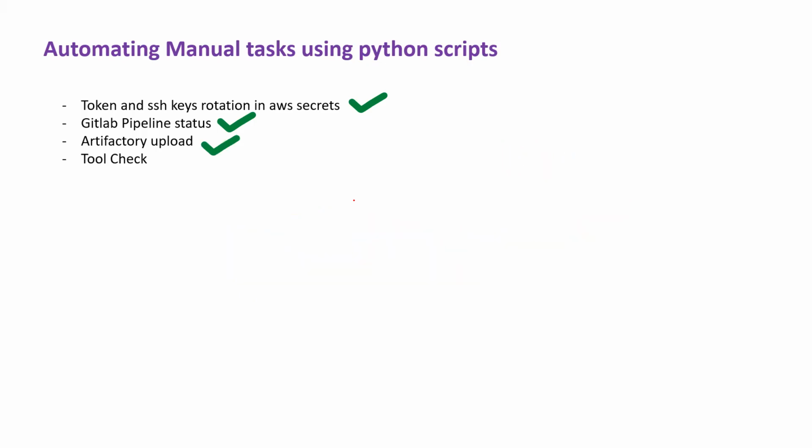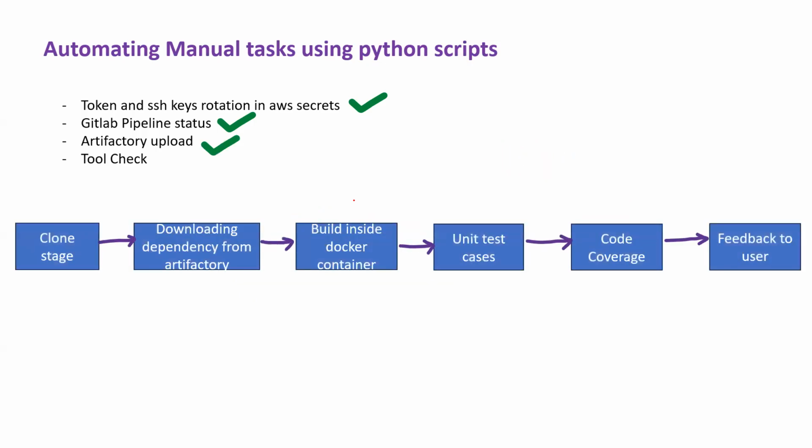And the next one is tool check. Before explaining what that Python script does, we had pipelines where we had stages very similar to this. One is cloning, downloading, building the project inside the Docker container, unit test cases, code coverage, feedback to the user. These are common stages that we had.